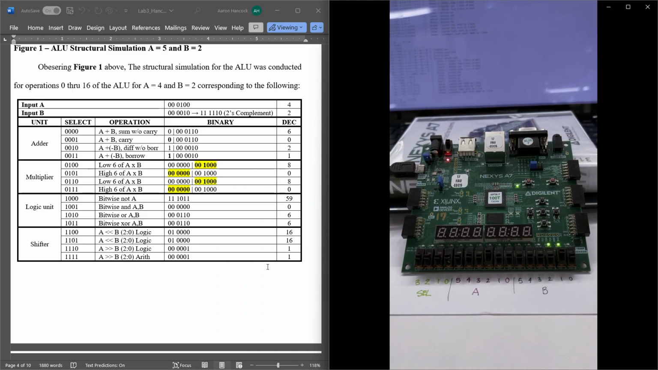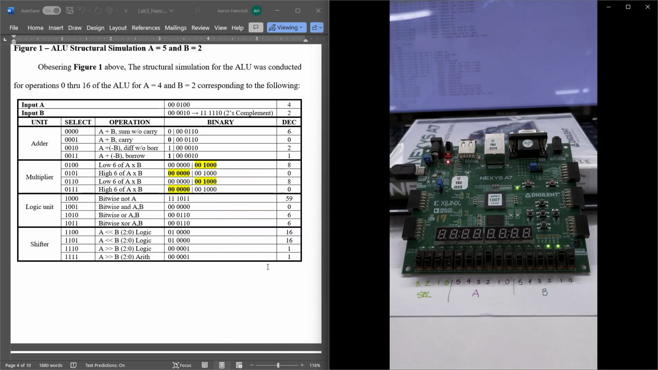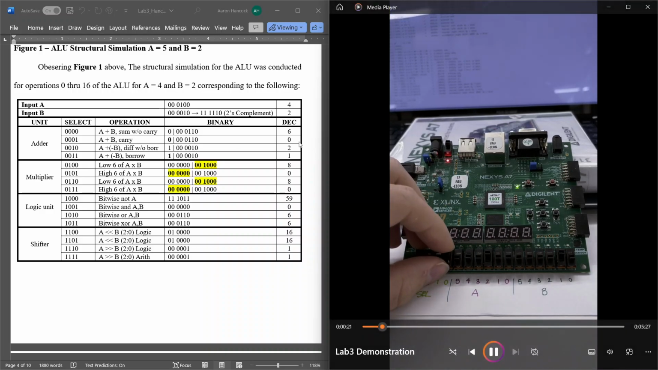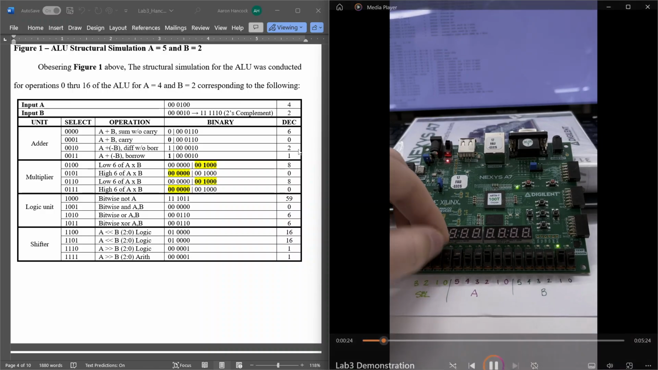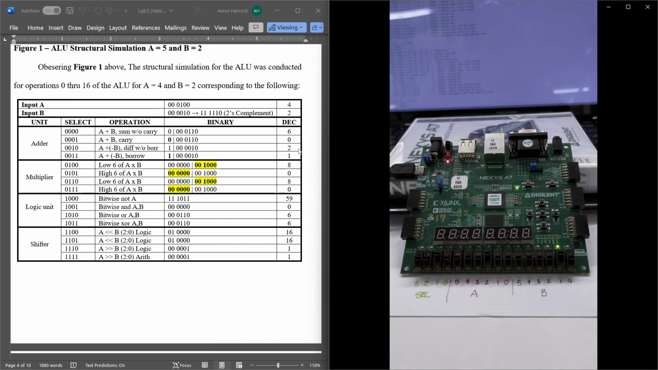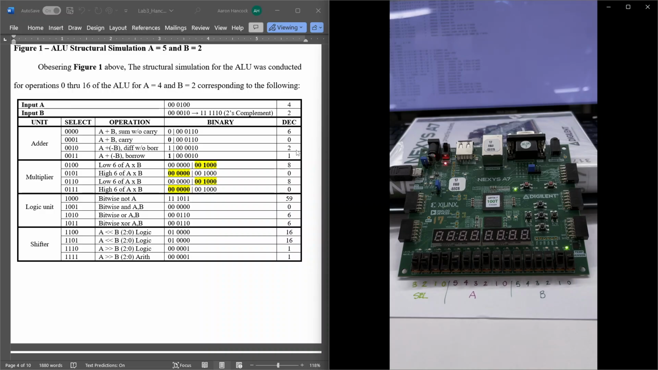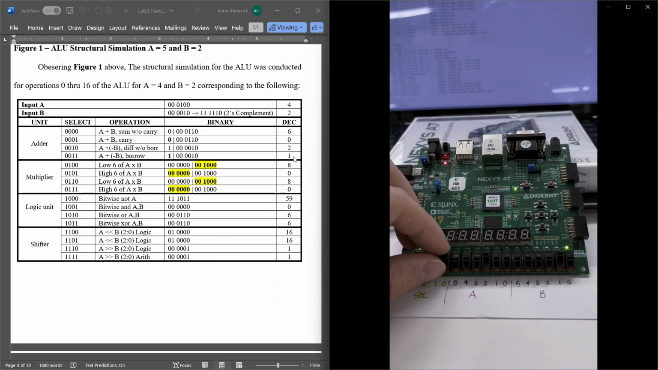You can see for input 0 that we have the addition, which is 6. 4 plus 2 is 6. For input 1, we have just the carry, which is 0. For input 2, we have the difference of the two, which is 2. 4 minus 2 is 2. For input 3, we have just the borrow, which using 2's complement results in a carry of 1.